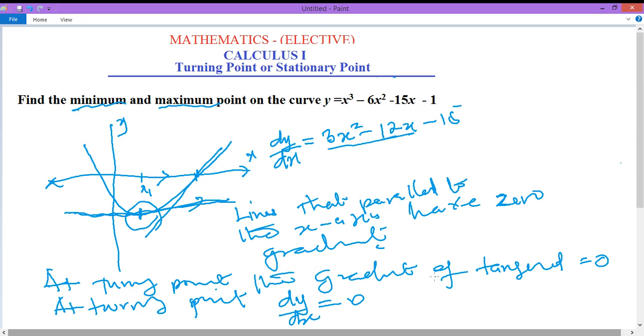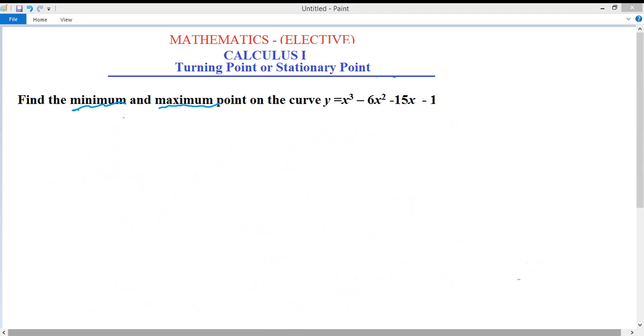Remember, the gradient of the tangent is equal to the value of dy dx at that particular place. We have done that in a previous lesson. The gradient of the tangent is always equal to the value of the gradient function, dy dx, at the point of contact where we have drawn the tangent. So if the tangent at the turning point is parallel to the x-axis and has a gradient of zero, it means dy dx at the turning point is zero. So take note of that. Now, let us use that knowledge to find the value of the minimum and maximum point.